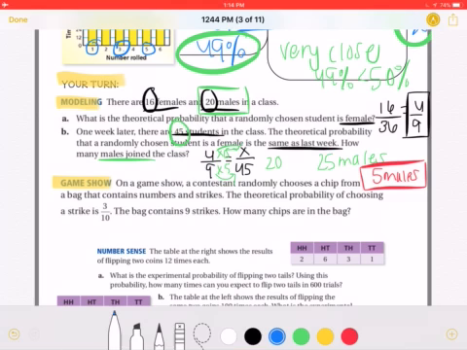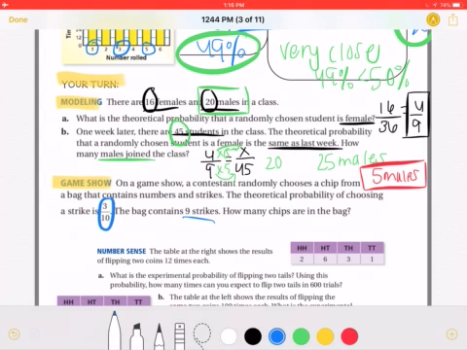On a game show, a contestant randomly chooses a chip from a bag that contains numbers and strikes. The theoretical probability of choosing a strike is 3 out of 10. If the bag contains 9 strikes, how many chips are in the bag?